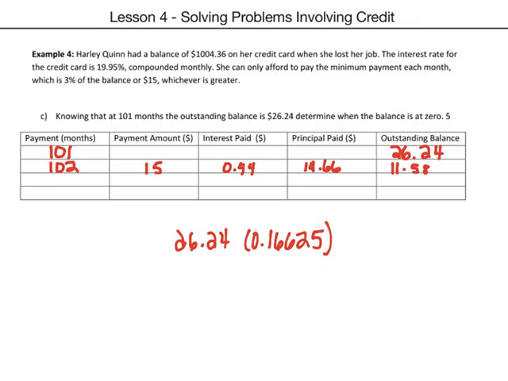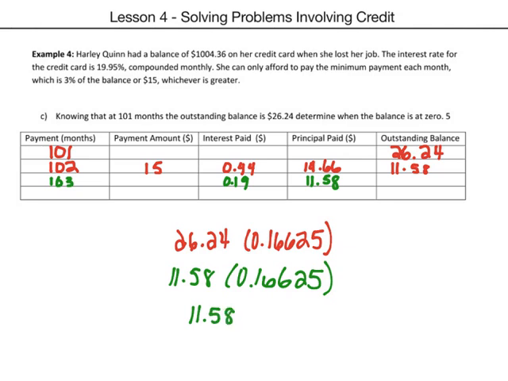So this is going to be her last payment. So for her last payment, she's going to pay $11.58 on her principal. She also has to pay the interest. So we'll times 11.58 by 0.16625 and you get 19 cents. So altogether she pays 11.58 plus 0.19, which is 11.78. And then finally, at 103 months, she has finally paid off all of her debt. And 103 months is 8 years and 7 months.